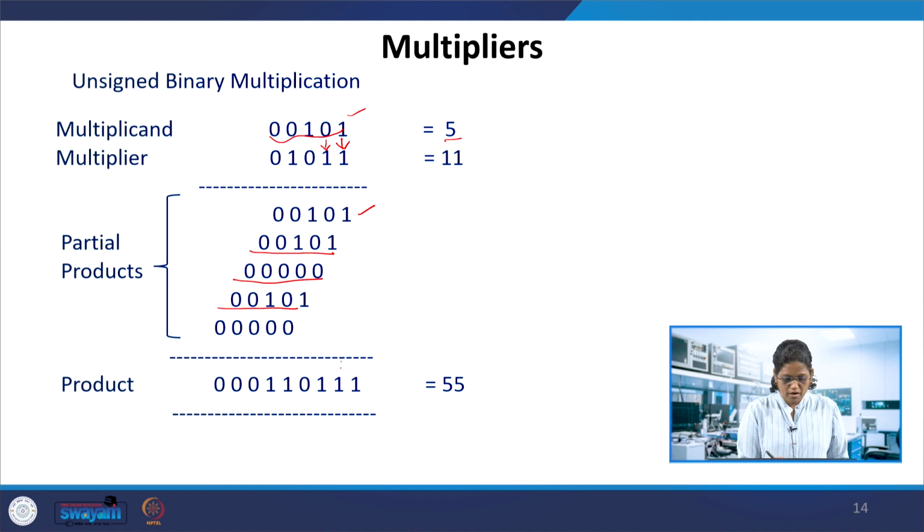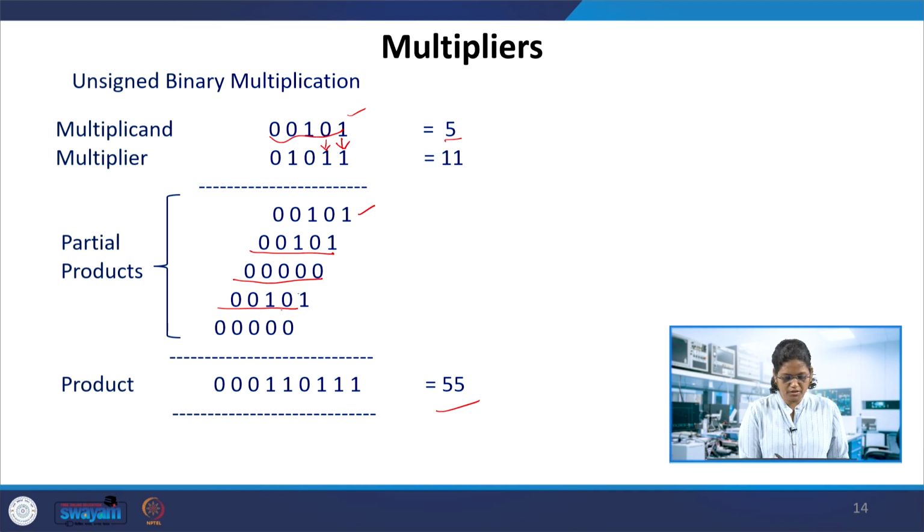So adding 1 and 1 will give 0 with a carry 1, and so on. So this is 55. This is a conventional multiplier, so there is no problem. These are called the partial products.